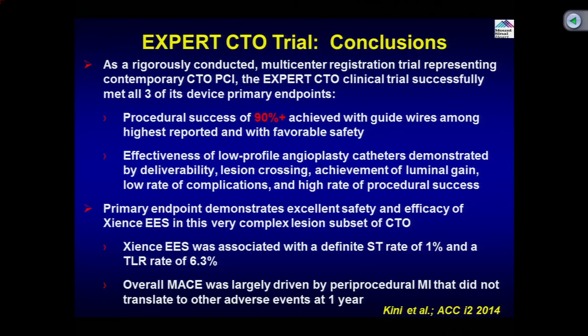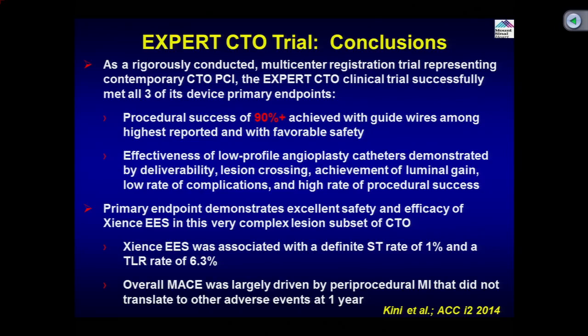So just to conclude, compared to any of the historical data of the CTO, this prospective non-randomized trial first time showed that the procedural success of 90% was achieved with this guide wire. And important also that with the newer balloon, we were able to demonstrate the deliverability and lesion crossing because of the low profile of this balloon. And the Xience EES stent was successfully delivered, with very low TLR at 1 year, and very low stent thrombosis compared to whatever has been published.